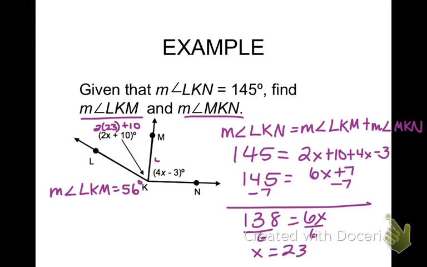Now do it for the other angle. 4 times 23 minus 3. So 4 times 23 is 92. 92 minus 3 is 89. So the measure of angle MKN is equal to 89 degrees.